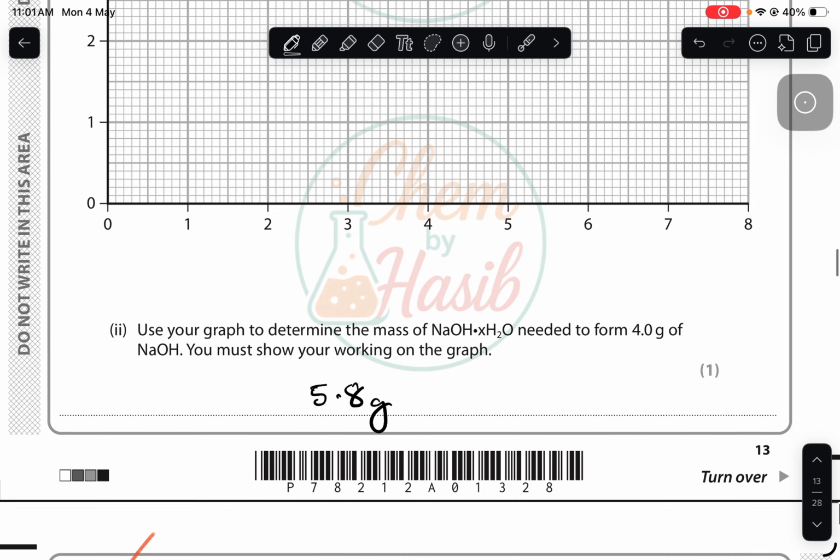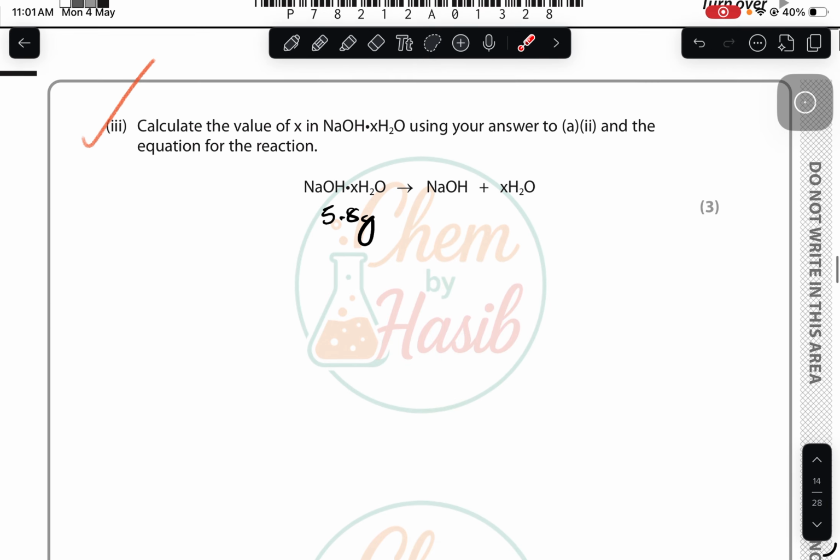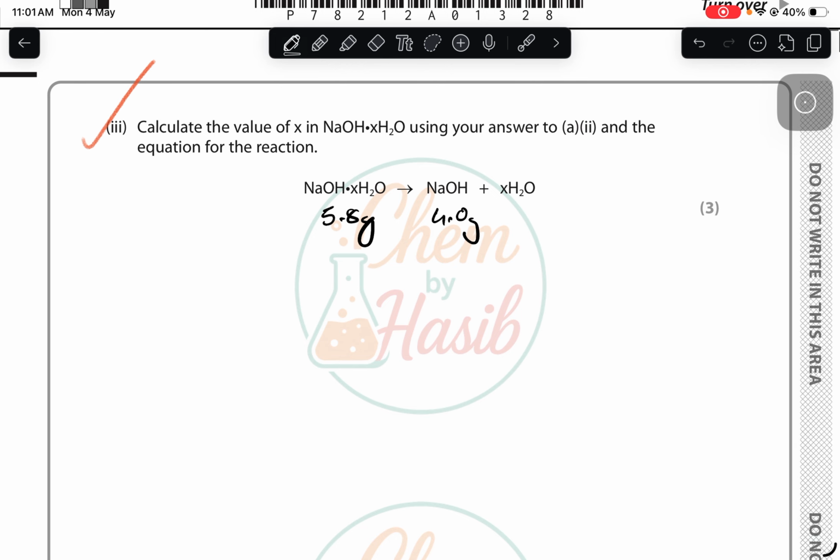Now the mass of sodium hydroxide is 4.0 grams. So from this, we can calculate the mass of water. If you subtract the mass of the anhydrous sodium hydroxide from the hydrated sodium hydroxide, you get the mass of water. So the mass of water equals 5.8 minus 4.0, which equals 1.8 grams. So 1.8 grams is the mass of water formed, right?